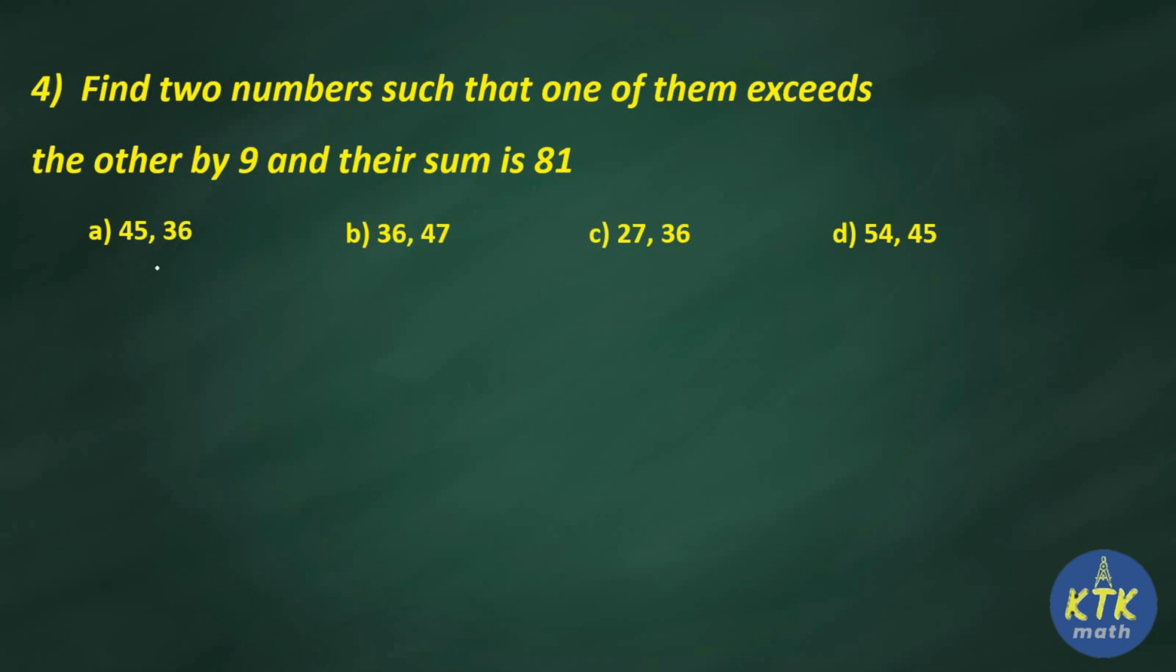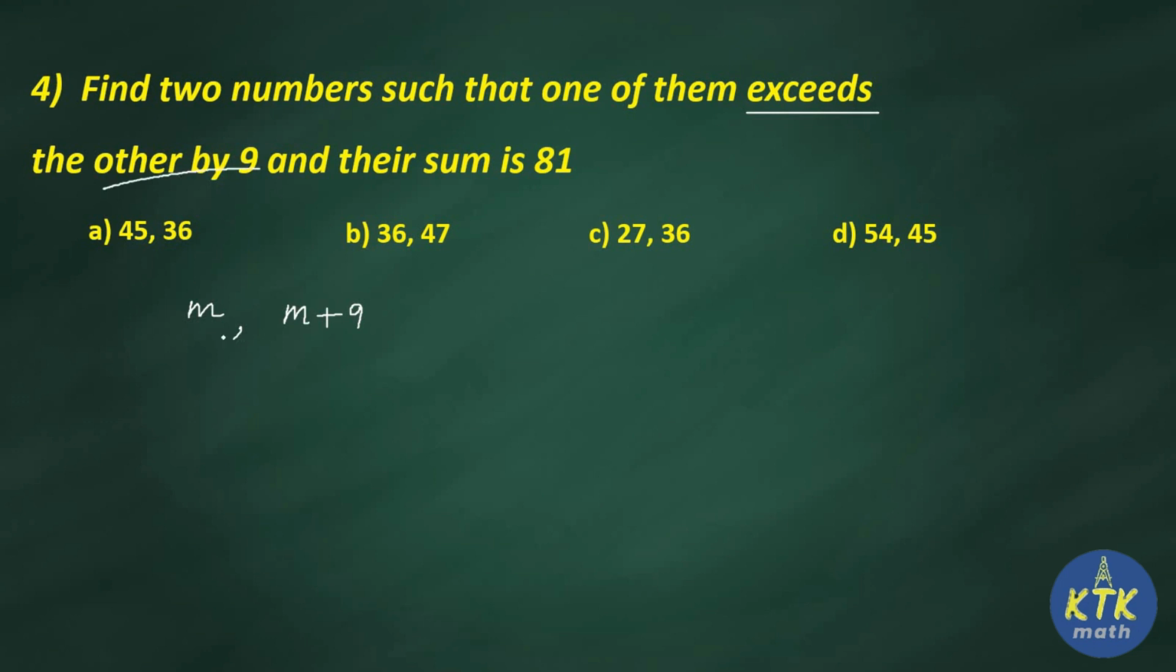You can either check the options and solve, or you have to work it out. Okay, but I am going to work it out only. So when the number is not given, I am going to assume it with any variable. So I can assume m. So m is one number. Okay, then what about another number? Another number will be m plus 9, because in the question they mentioned one number exceeds the other number by 9.